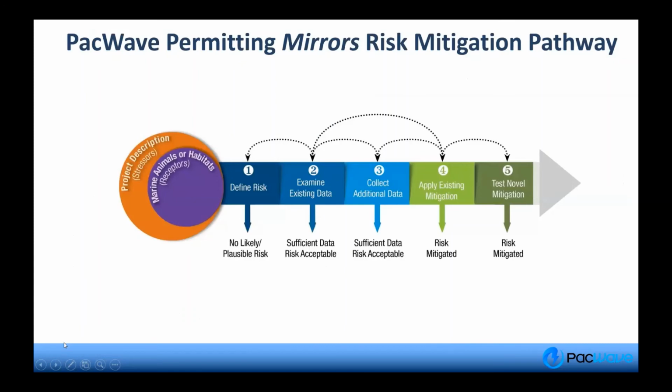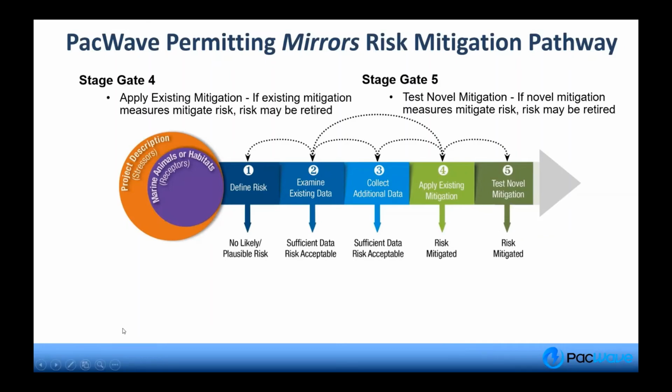So the PacWave permitting mirrored the risk assessment pathway, in that we looked at our project, found the stressors, which would be anchor installation, and the receptors would be the sedimentary habitat or the animals there. So we defined the risk. We examined some existing data from oil platforms and wind turbines. We collected these data at PacWave-North from that one small installation, and then go ahead and click. What normally would have been in the risk mitigation pathway would be maybe off ramps at stage gate 4 and 5. Instead, click again.